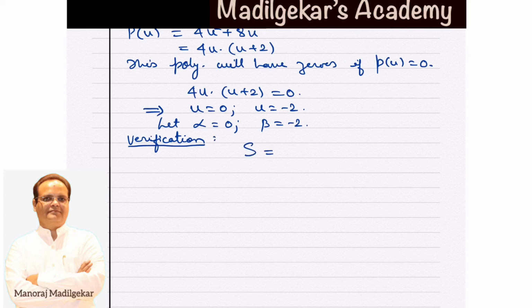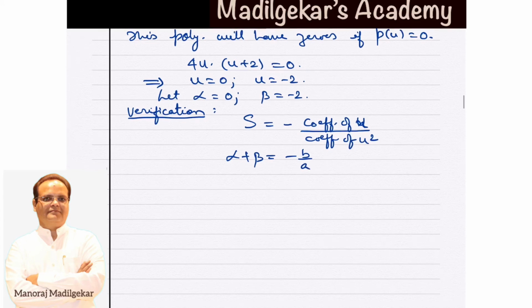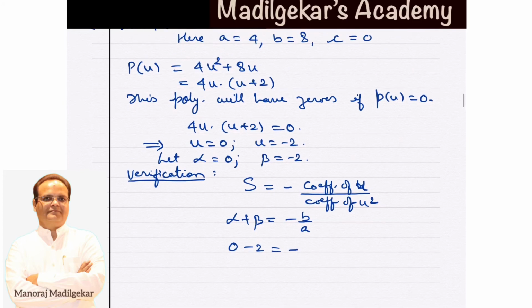First, let us verify the sum. Sum is minus of coefficient of x, that means coefficient of u, upon coefficient of u square. So alpha plus beta is minus b by a. Alpha is 0, beta is minus 2. From the polynomial, we have b to be 8 and a to be 4. So minus 2 equals minus 2. It means sum is verified.